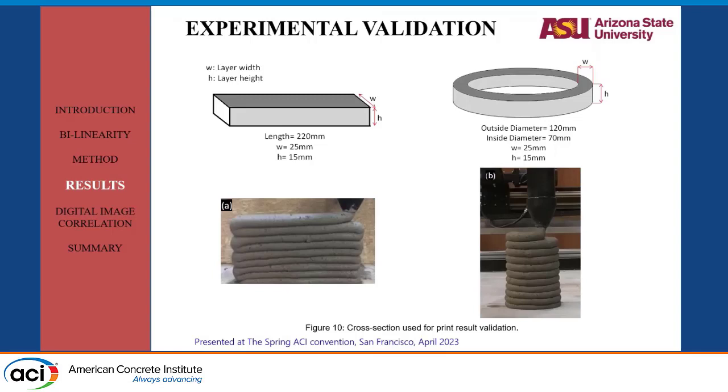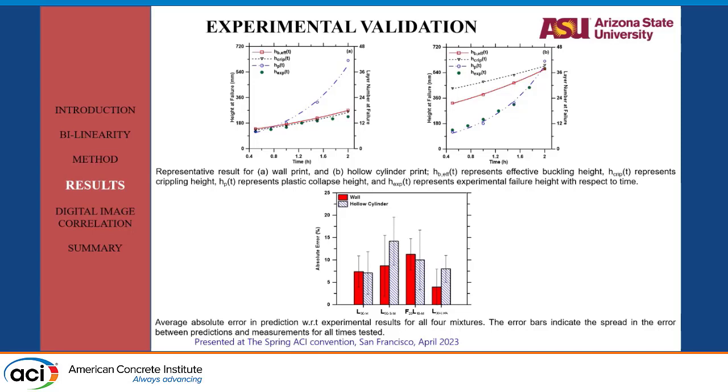As I said before, we did 2 section prints for verification. So being a wall segment and a hollow cylinder just extruded in the 3D space. The top shows a representative result for the wall section on the left and a hollow cylinder section on the right. So the blue line indicates a plastic failure prediction from the numerical model. And the red and the black line are a structural stability failure, basically buckling, or you could call it crippling. And the green dots that you see there are the experimental results.